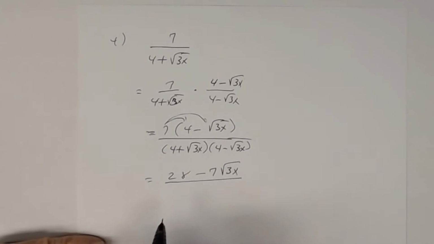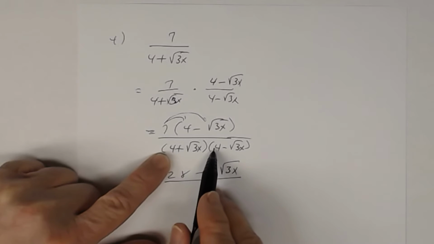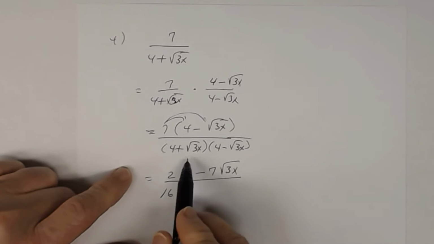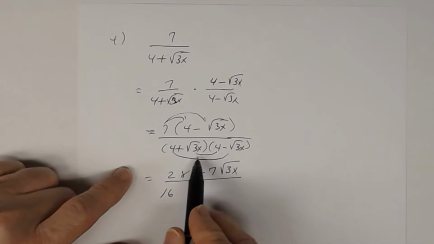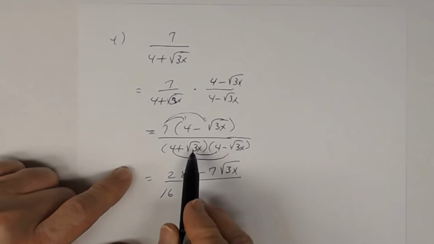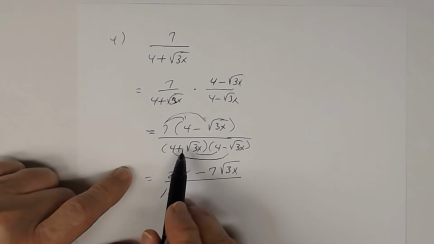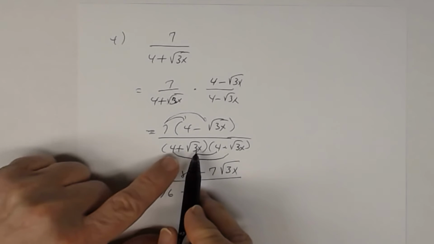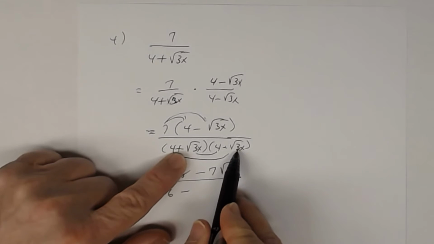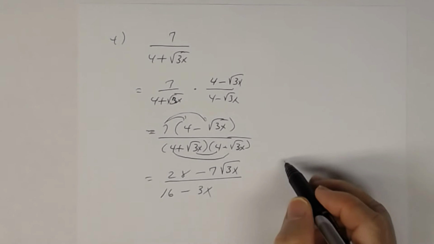Divided by, all right, let's do the work here. We're going to use FOIL. 4 times 4 is 16. The outer and the inner, the outer is a negative 4 square root of 3x. The inner is a positive 4 square root of 3x. That has to be 0. Now look at the last. A positive times a negative is a negative. The square root of 3x times the square root of 3x is just what? Real quick, what do you think it is? Real quick, 3x, right?